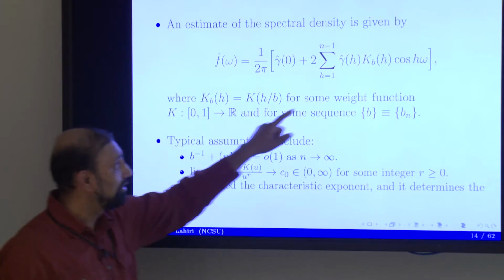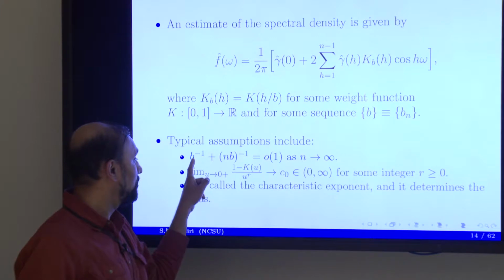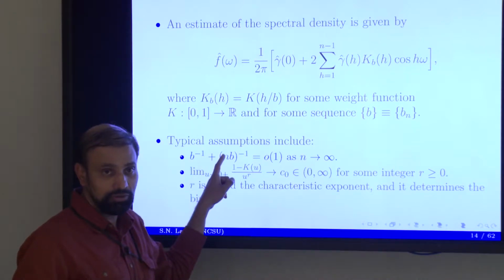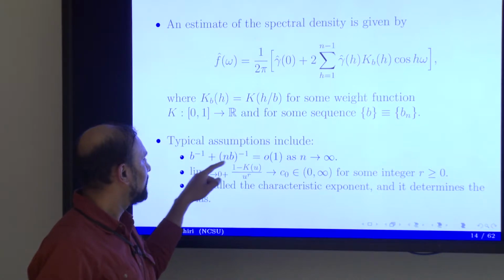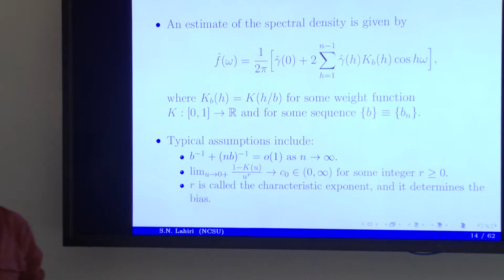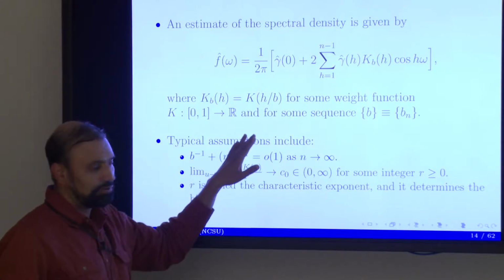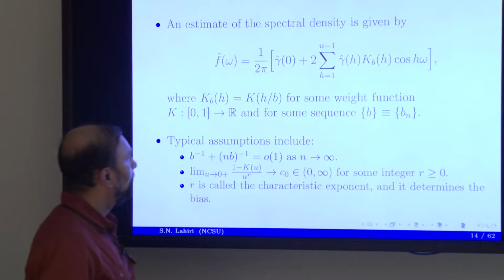Essentially what you need is to use weights. This b is something that is going to infinity, but not as fast as n. I think I didn't say this right. N by b should be going to 0. I'm sorry, n by b should be going to infinity. b by n should go to 0. That's all I meant to say here. Okay.